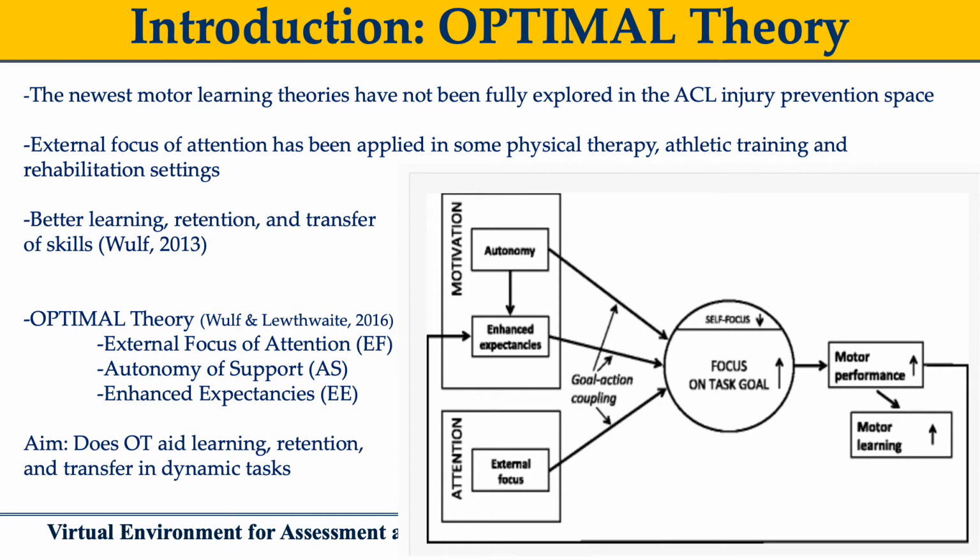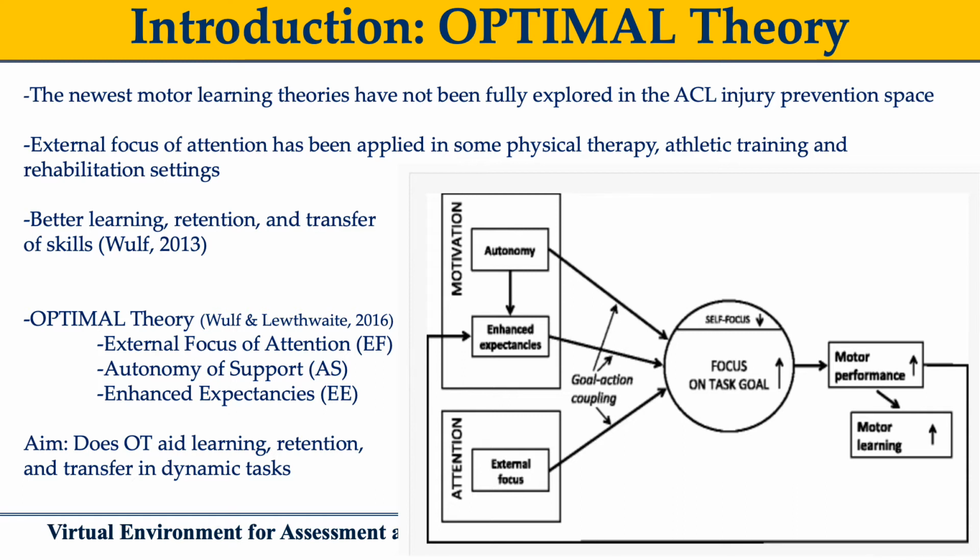Optimal theory is made up of 3 factors: an external focus of attention, autonomy of support, and enhanced expectancies. An external focus of attention is focusing on the outcome of the task rather than your own body and motion. Autonomy of support is when the participant feels as though they have some control in the situation. We typically utilize this by letting the participant choose when they receive feedback or rest. Enhanced expectancies is having a false sense of confidence. We have the participant believe they are doing as well as their peers or even slightly better.